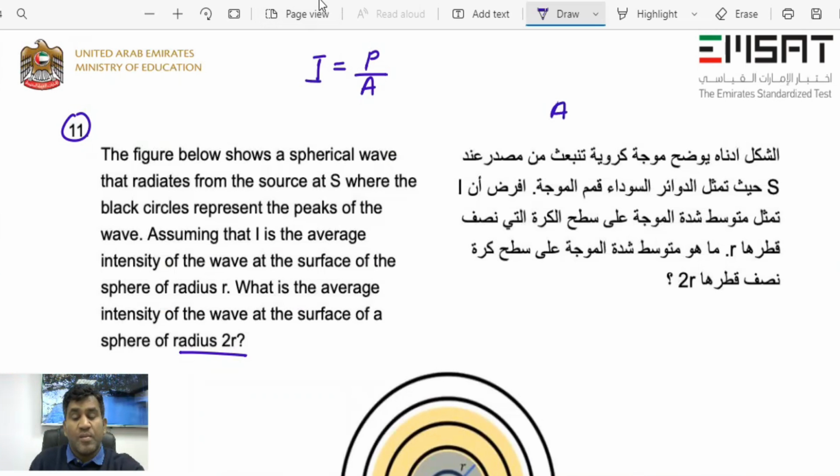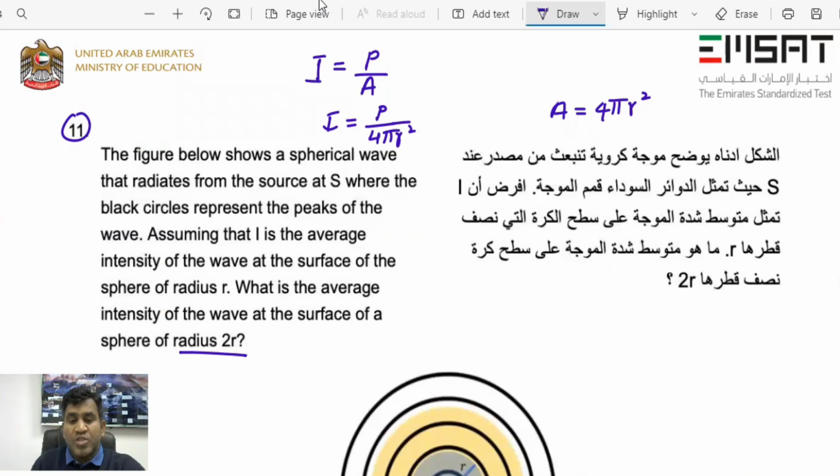Now what is the area? We are talking about the surface area of a sphere. The surface area of a sphere formula is 4 pi r squared. This involves geometry also. So this can be modified as I equals P divided by 4 pi r squared. This is how we can calculate it. If you know the power and the value of R, you can calculate the intensity. But the question here is not asking to calculate the intensity. They are asking what the average intensity will be when the radius becomes double, 2R.